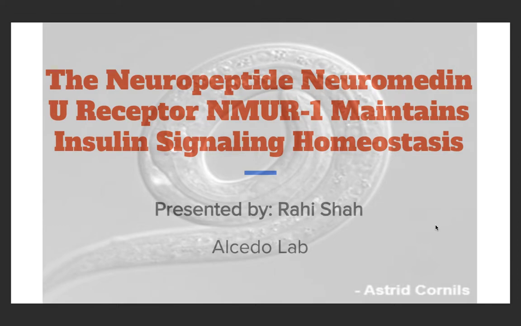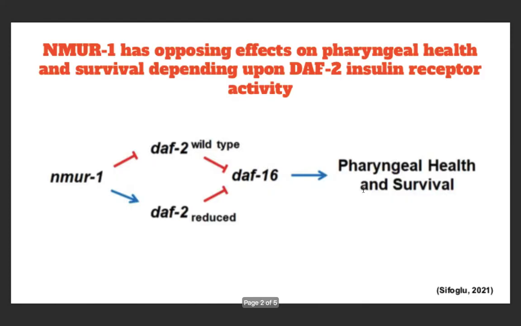I'm from the Elucidate lab, and the project that I'm working on is about NMUR1, which is a neuropeptide Neuromedin U receptor, and how it maintains insulin signaling homeostasis in C. elegans. C. elegans is a great model organism for my project because I'm looking at the expression patterns of ILPs, or insulin-like peptides, in different neurons. And because C. elegans has a transparent skin, it allows me to do so.